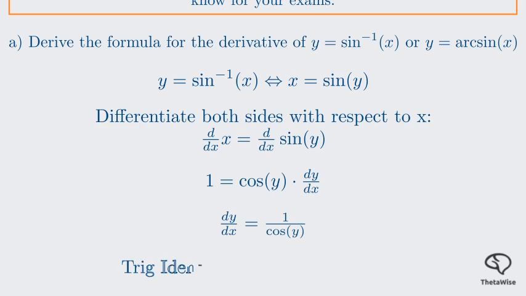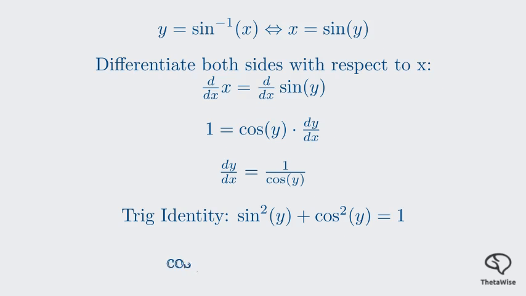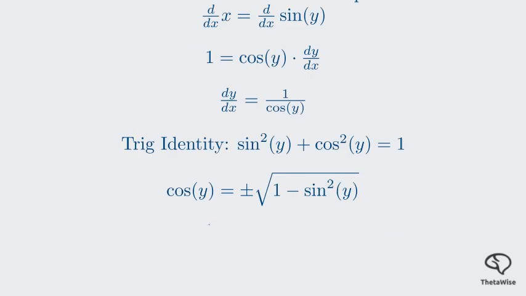The identity is sin squared of y plus cos squared of y equals 1. We can rearrange this to solve for cos of y, which is the square root of 1 minus sin squared of y. For the purposes of the standard inverse function, we take the positive root. This gives us dy/dx equals 1 over the square root of 1 minus sin squared of y. Remember, from the beginning, we established that sin of y equals x.